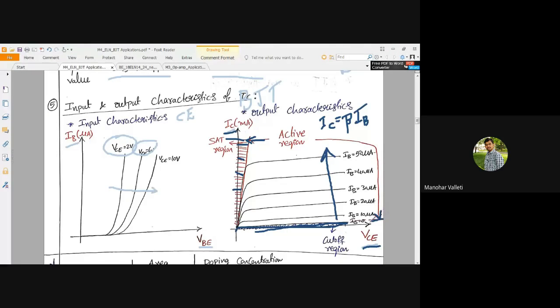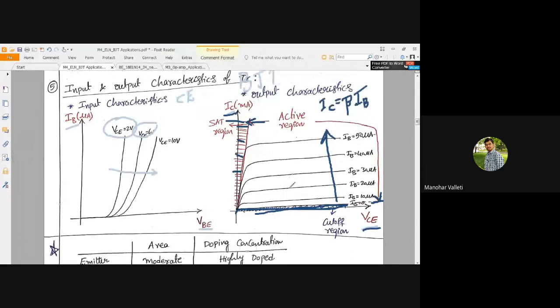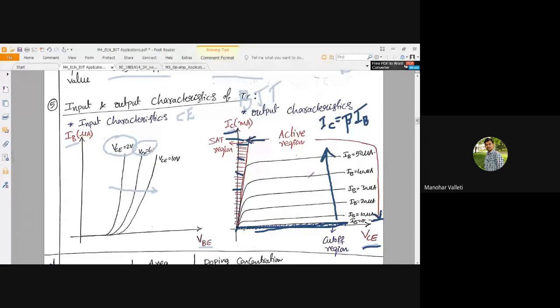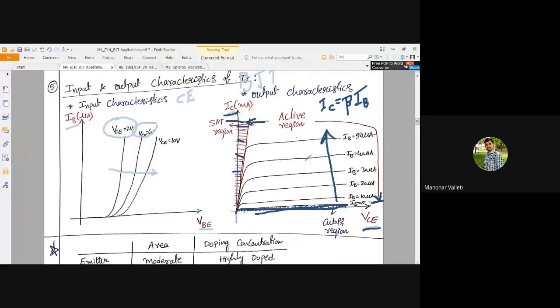So if you operate your BJT only in the active region, then the application of the BJT will be as an amplifier. If you operate your BJT between saturation and cutoff, then the BJT works as a switch. We will see these two applications in coming discussions. First we will see the application of BJT as an amplifier.